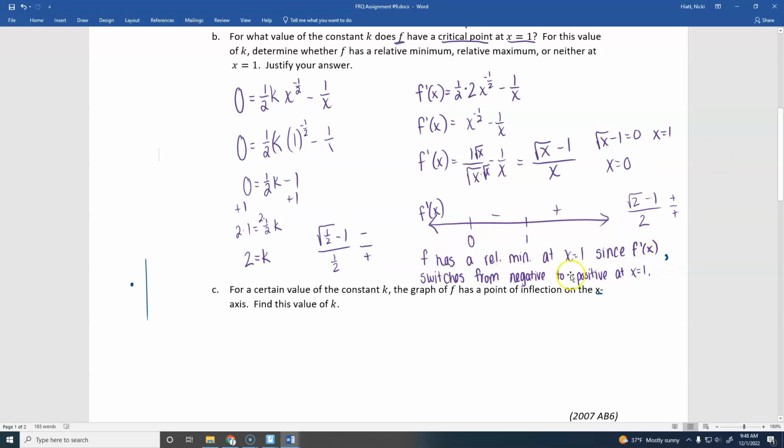But you only have to explain whether it's a maximum or minimum at 1 because they only asked for it on this problem. Now, if they asked you to find all critical points and determine whether there's a maximum or minimum, then you would need to talk about it. In this particular case, because the function is not defined at 0, you wouldn't have anything there because the function is not defined. Okay, questions on that?